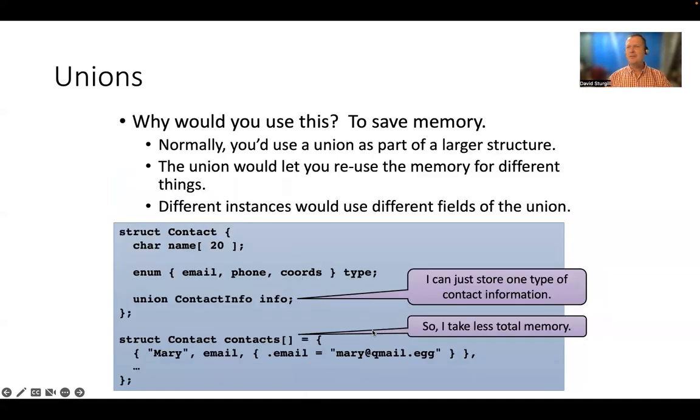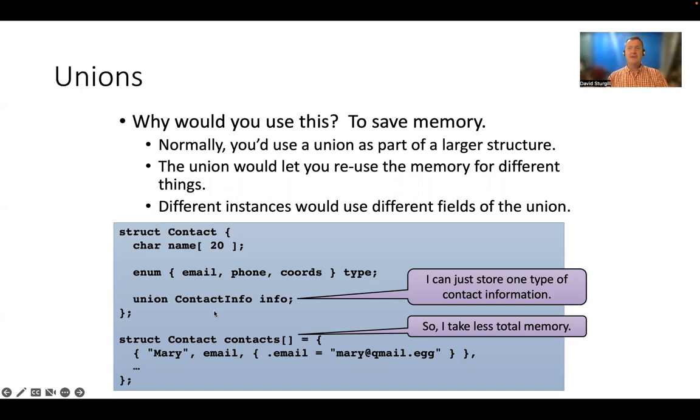Where would you need a union? Well, normally a union is used as just part of a struct. Maybe you've got a struct and you've got some things you need to store, like if you were storing contact information, you might build a struct that held the name of the person you wanted contact information for. And then if you wanted to know how to contact them, you might store a union like we were just talking about, either their email address or their phone number or their GPS coordinates, but maybe you only need one of those. So you use a union for that, like we were just looking at on the previous slide.